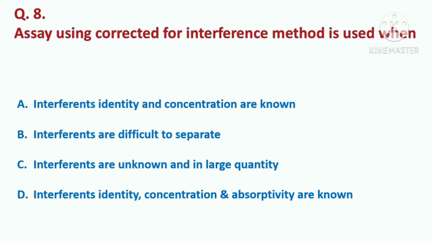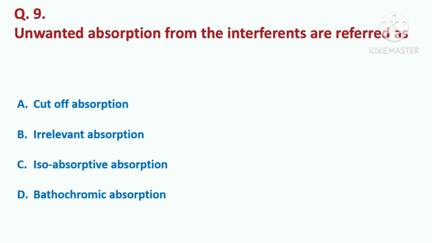Assay using corrected for interference method is used when? Option A is interference identity and concentration are known, interference are difficult to separate, interference are unknown and in large quantity, and interference identity, concentration and absorptivity are known. We have seen what a corrected for interference method is, where we have a correction factor for interference. We have studied that if we know what interference is present, in what concentration, and what is its absorptivity, then we can use this method. So here the correct option is D.